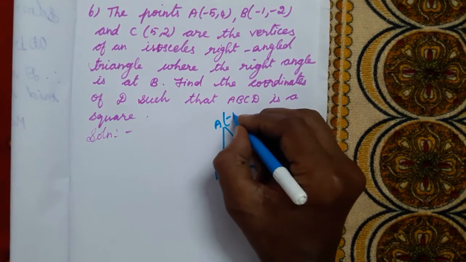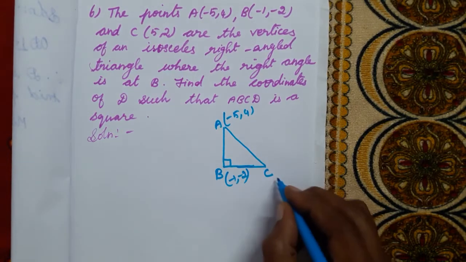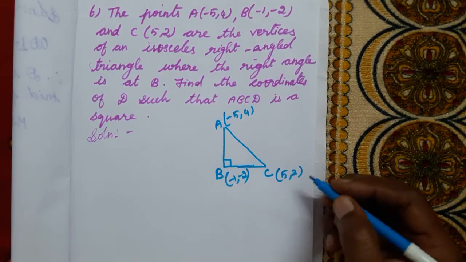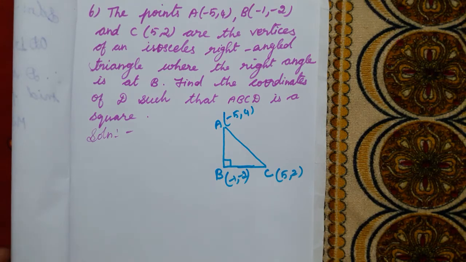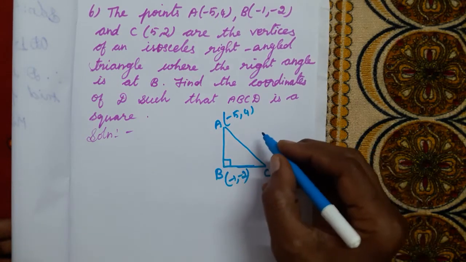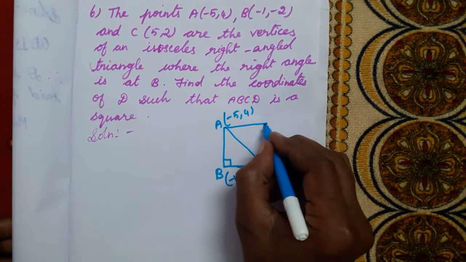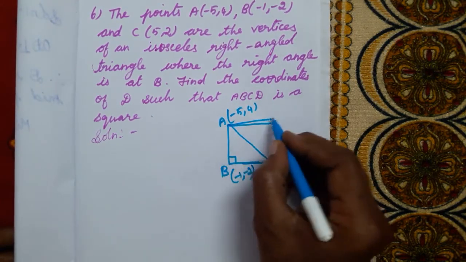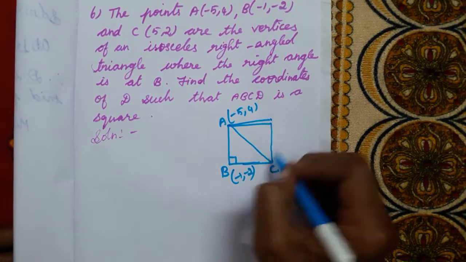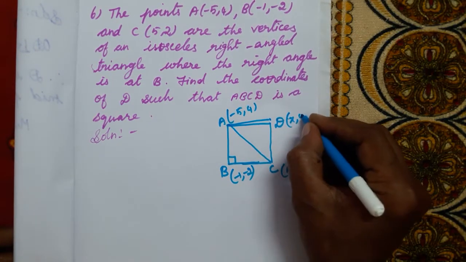A point is (minus 5, 4). B point is (minus 1, minus 2). C point is (5, 2). They are the vertices of an isosceles right angle triangle, where the right angle is at B. Find the coordinates of D such that ABCD is a square. We have to find out the point D. Here I am taking D as (x, y).